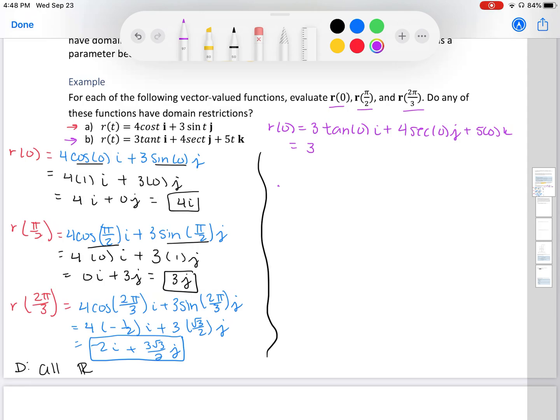All right, tangent at 0 is 0. Secant at 0 is 1. And 5 times 0 is just 0. So we're just left with 4j. I shouldn't write secant, it's already evaluated. So secant at 0 is 1. All right, next one. r of pi over 2.